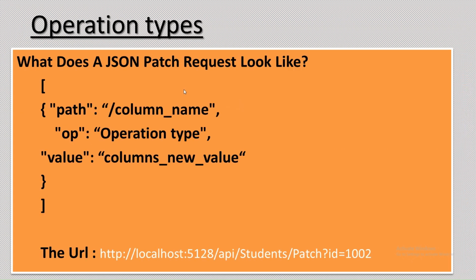So what are the operation types? This is the syntax basically. What does the JSON patch request look like? This is the request, which has a path, which means the column name, and the op, which means the operation type, whether it's a replace or a copy or a remove, that kind of operation. And value is the new value that you want to modify with. And on the URL we would pass the ID.